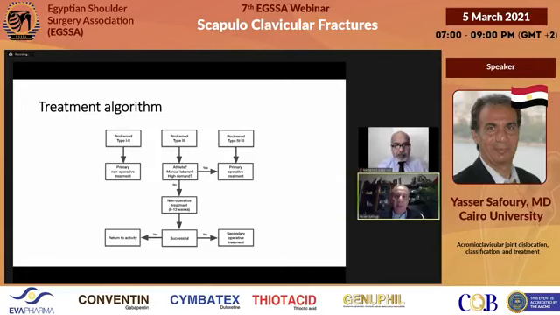So the dilemma here is type 3. In athletes, manual workers, or high-demand patients, we go for surgery.